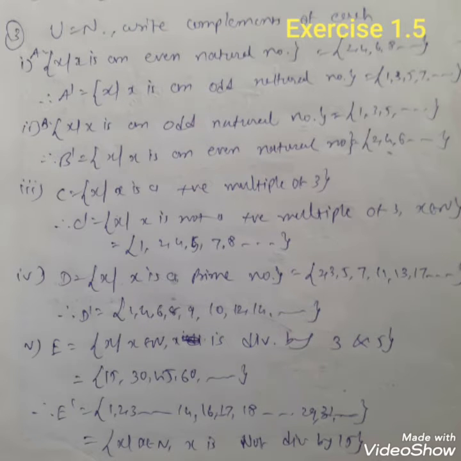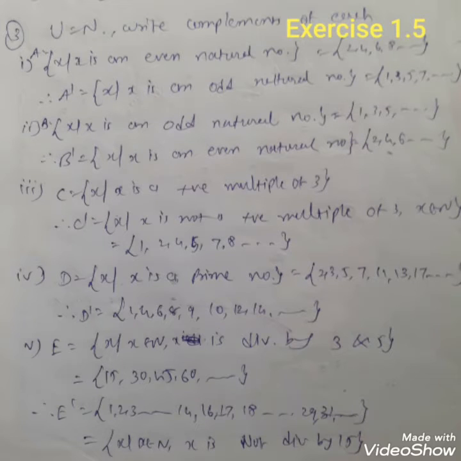Let us see the next example of this exercise. Here the universal set is the set of natural numbers. Then we have to write the complements of the following. Here set A is given by the property method, that is {x such that x is an even natural number}, meaning set A contains the elements 2, 4, 6, 8, 10, and so on. So in set builder form we say that its complement will be {x such that x is an odd natural number} and the elements are 1, 3, 5, 7, 9, 11, up to infinity.